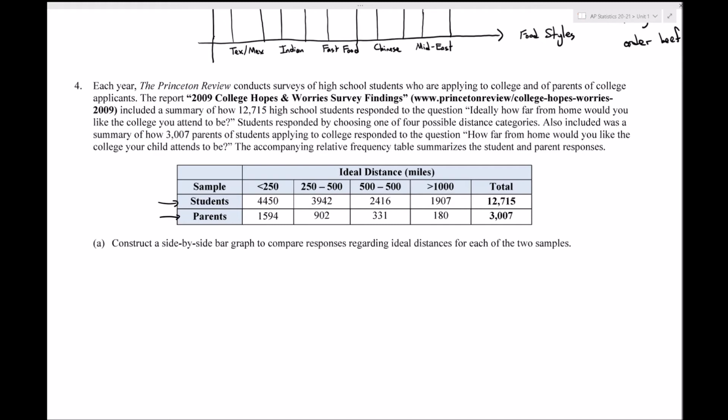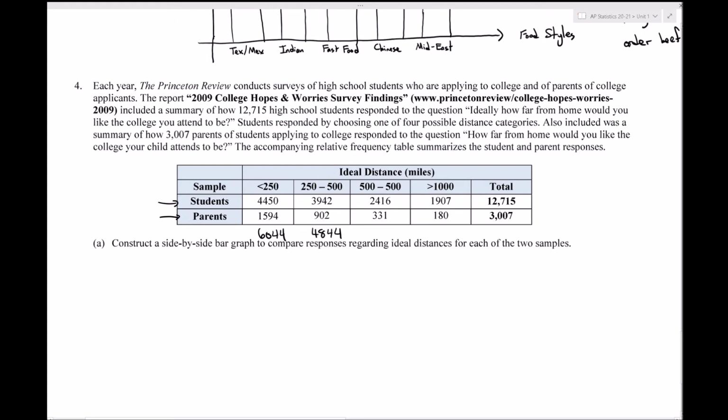So 4450 plus 1594 is a total of 6044. So that's the column total for the first, less than 250 miles away. So those are the people who are answering the ideal distance is less than 250 miles away. The people out over here, more than 1,000 miles away, where the parents and the students really hate each other. They want to be really, really far away from each other. So either way. Or maybe they have a specific school in mind and it's just how far away that is from where they actually live. Maybe not necessarily that they just want to be far away. It's just the school that they have in mind is really that far away. It's 3942 plus 902.